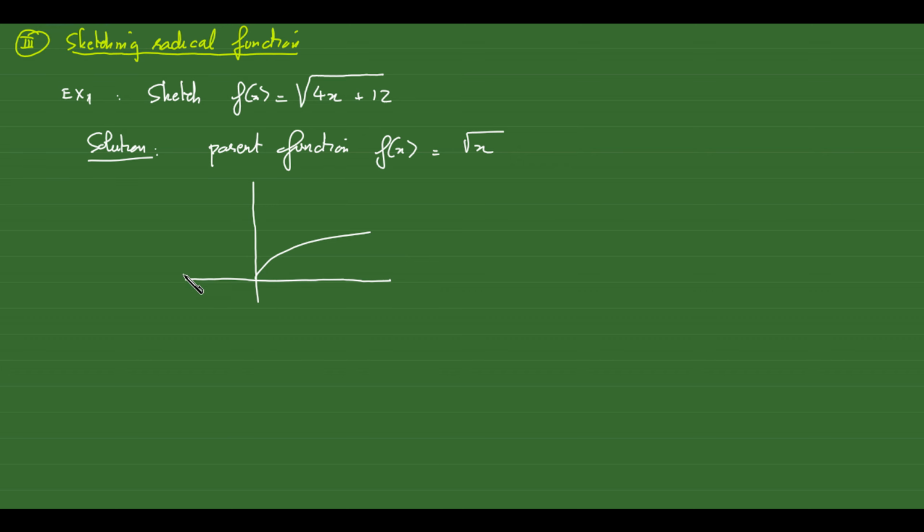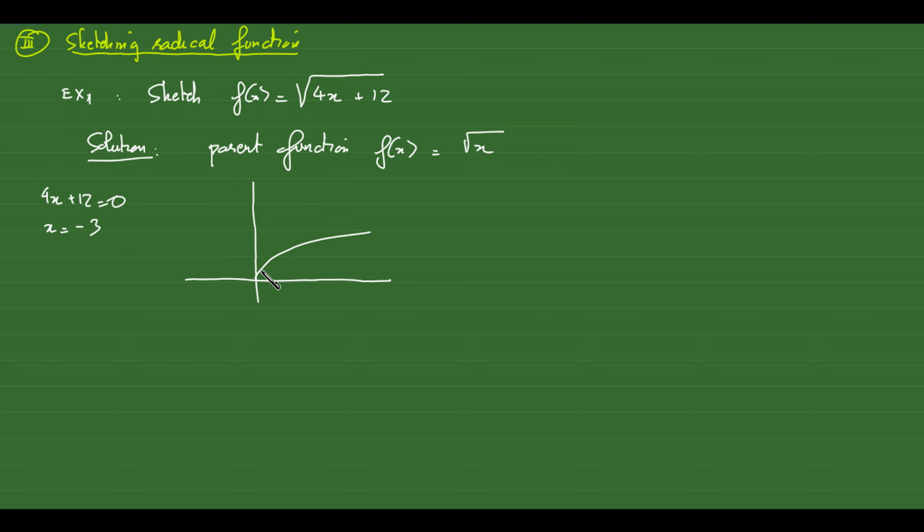So we're going to shift it to the left. Okay, but how many units? In order to determine the number of units you should shift it to the left, you set x plus 12 equal to 0, then x equals -3. So you're going to shift 3 units to the left.